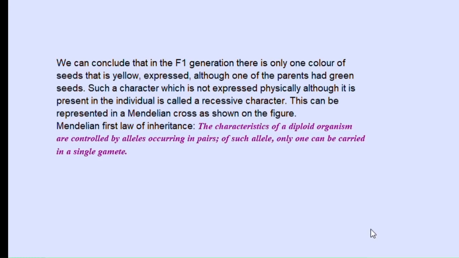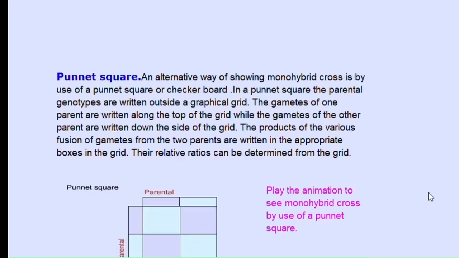The characteristics of a diploid organism are controlled by alleles occurring in pairs, of which only one can be carried in a single gamete. Punnett square. An alternative way of showing monohybrid cross is by use of a Punnett square or checkerboard. In a Punnett square, the parental genotypes are written outside a graphical grid. The gametes of one parent are written along the top of the grid.